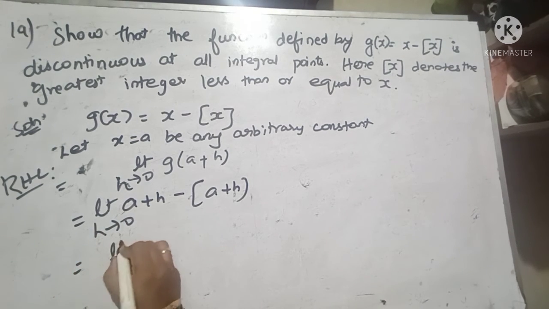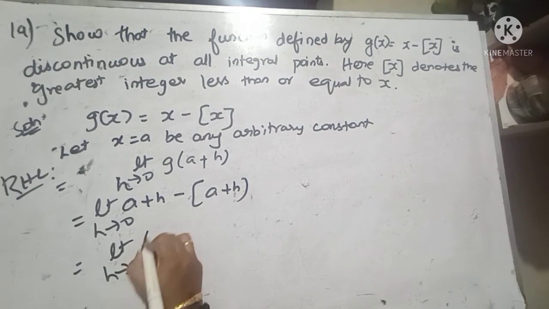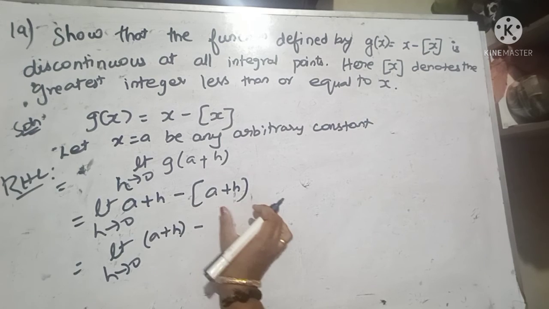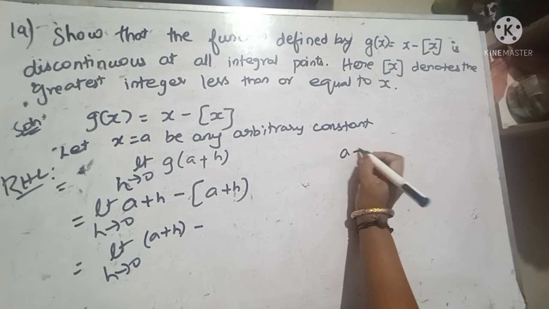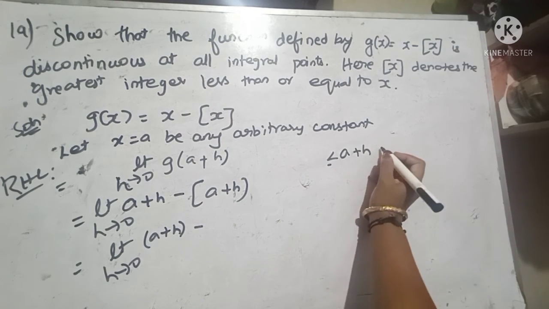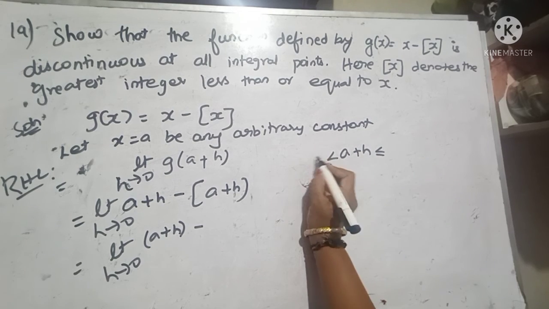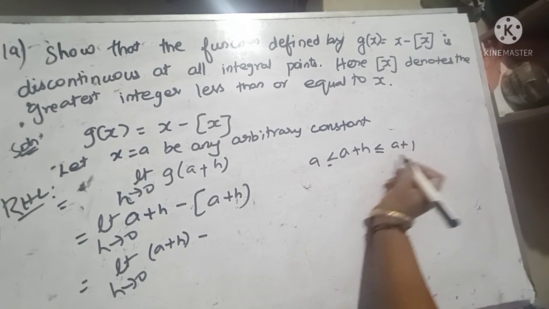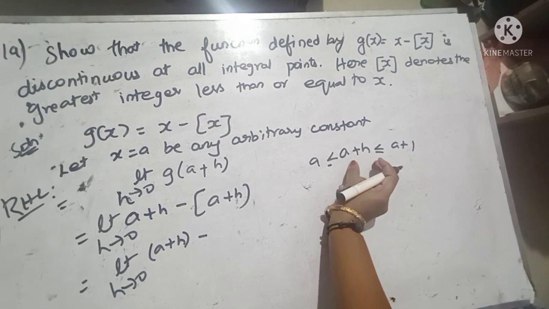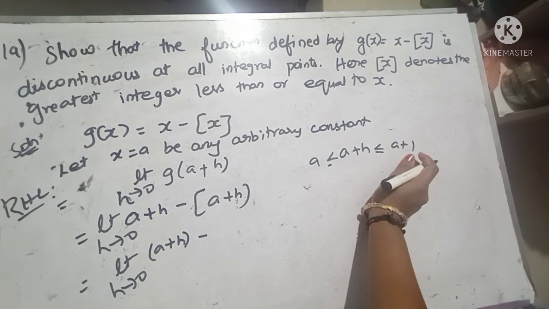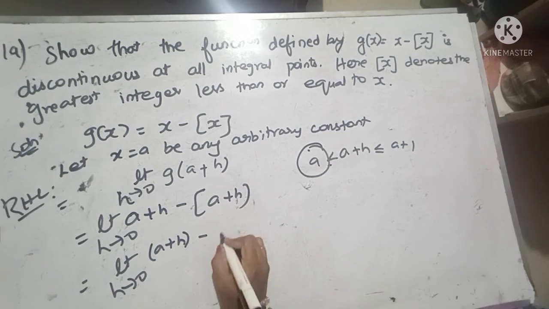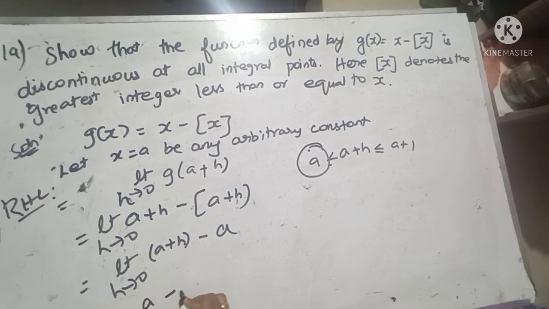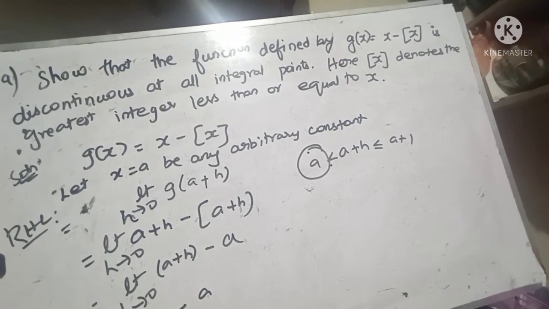So this is equal to limit h tends to 0 a plus h minus, now what is the integral part of a plus h? A plus h lies between a to a plus 1. So we will choose only a. Now when I apply the h value to be 0, we get a minus a. So this is equal to 0.